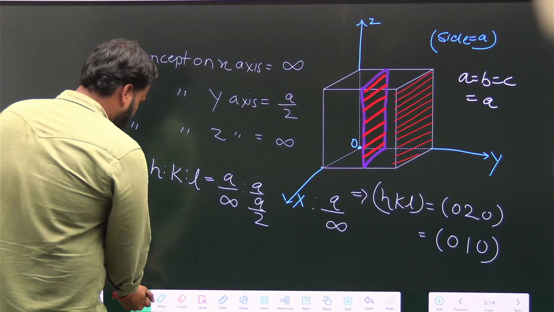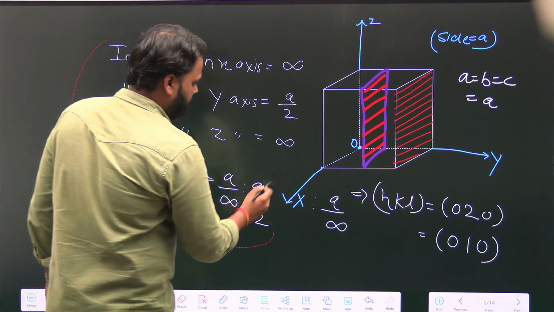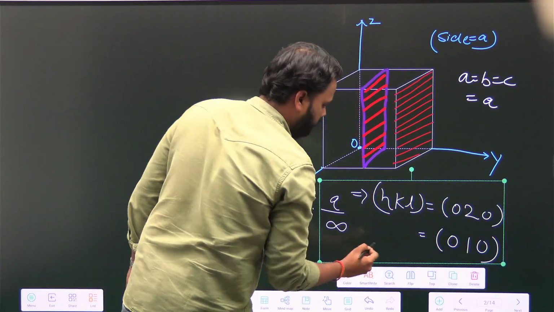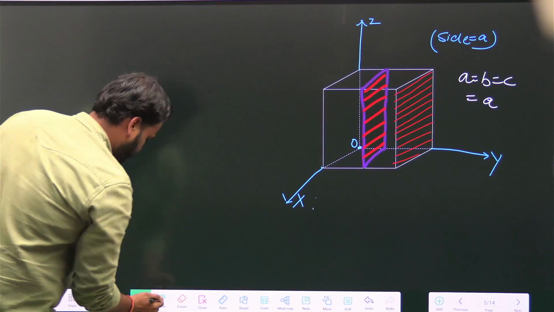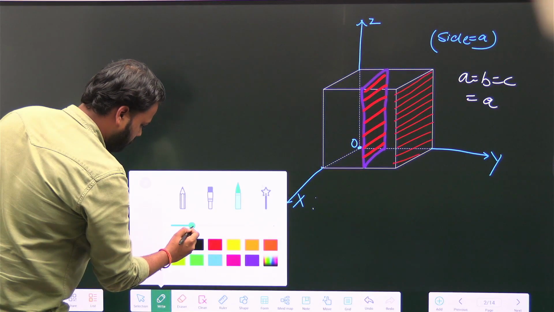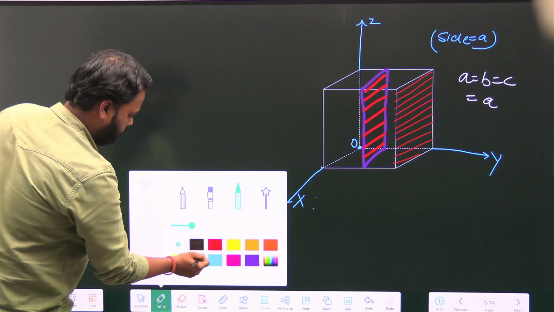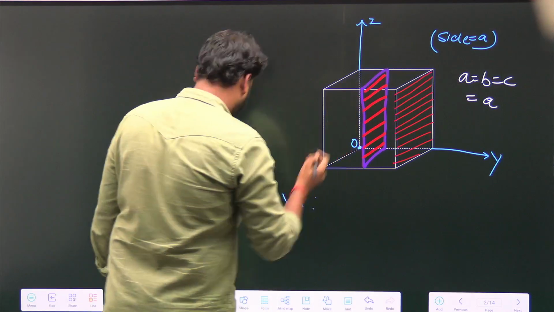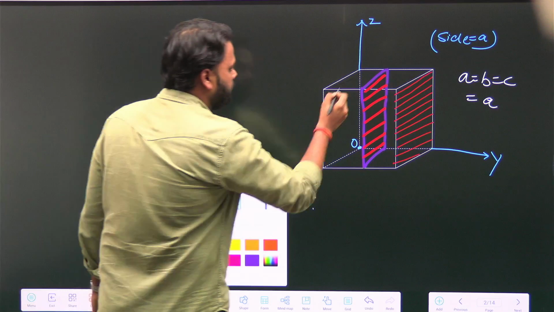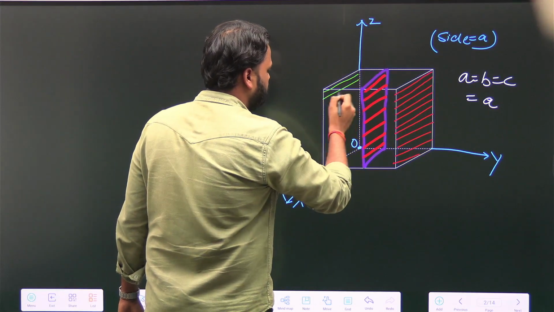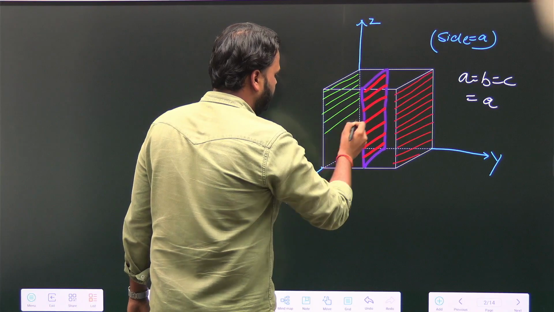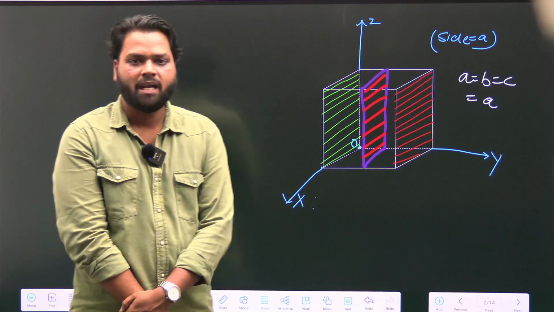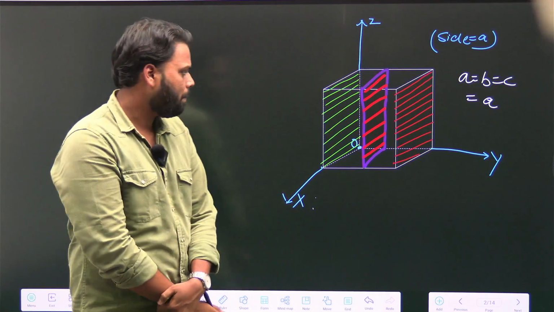I want to tell you one more important concept. That's why I'm doing these examples. Now, let's take another, let's say black. What will be the Miller indices of this plane? It will not be visible actually. Let's see. इस plane का Miller indices क्या होगा? Can anyone find out? Please. Zero, 1 bar 0. How?